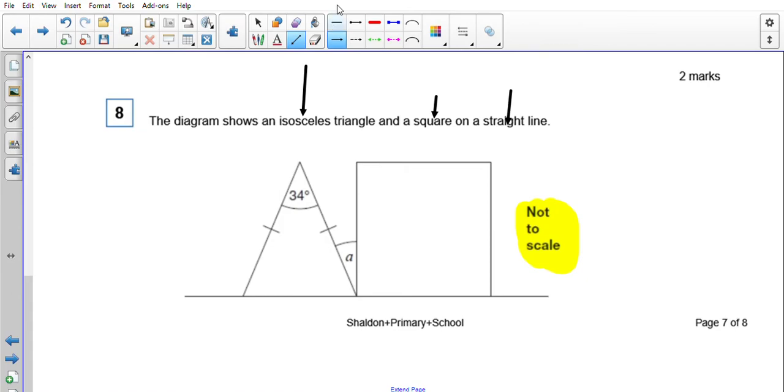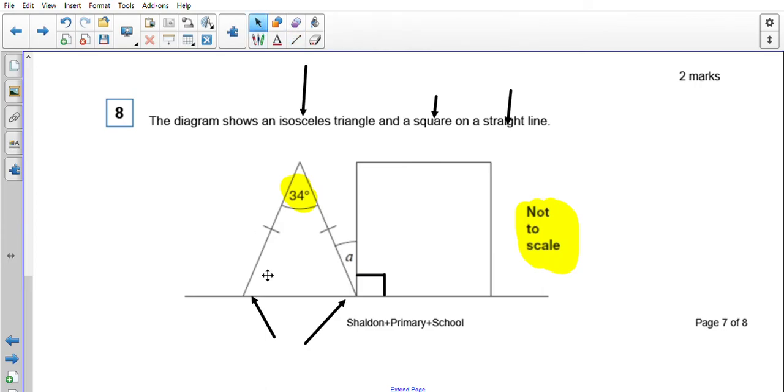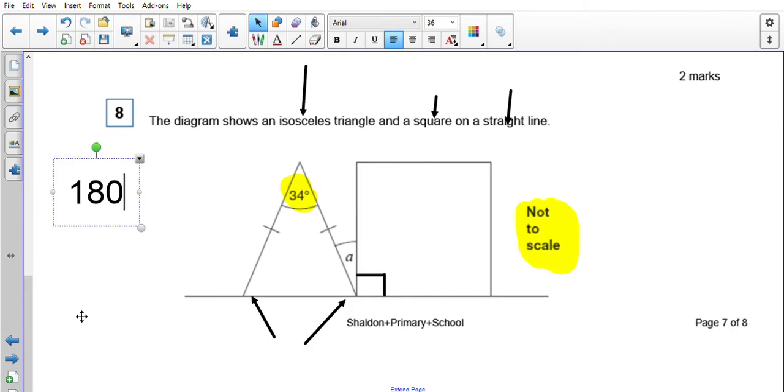That tells us some things. That tells us that this is a straight line, good. That tells us this square is on a straight line, which means that these corners have to be 90 degrees. It's the rules. I have an isosceles triangle, which means that my angle at the top here is going to be one angle, and then my two angles at the bottom are going to be the same, and they're going to be shared out between whatever's left from 180, my internal angles in a triangle.